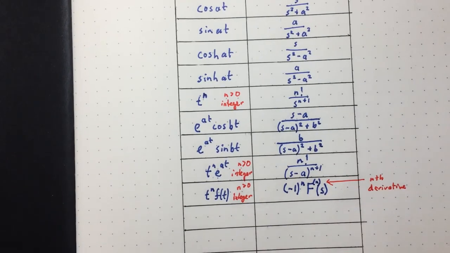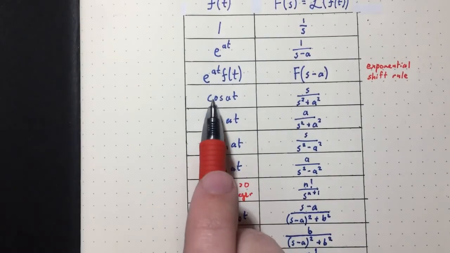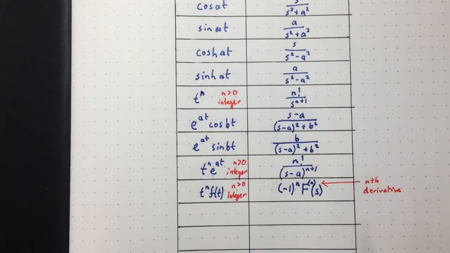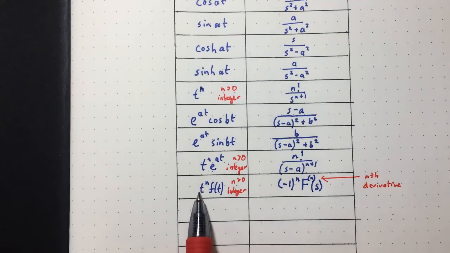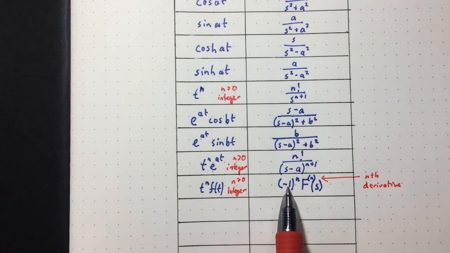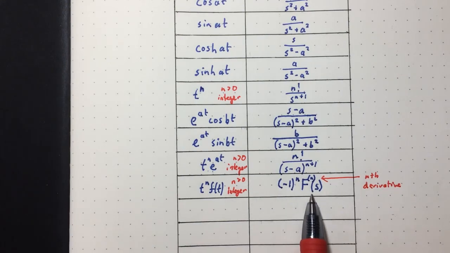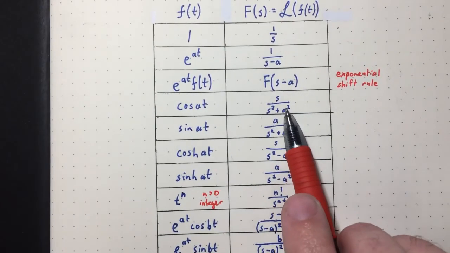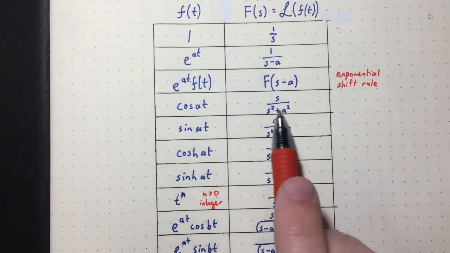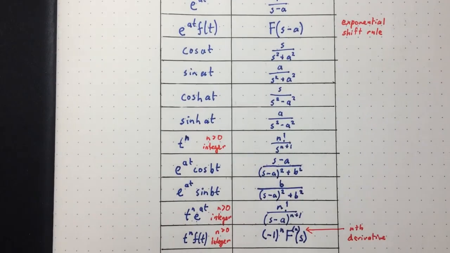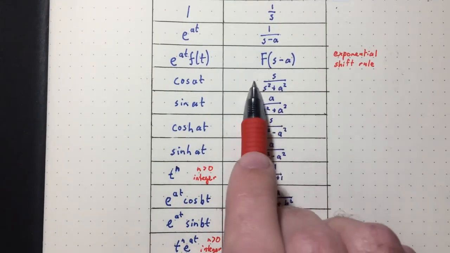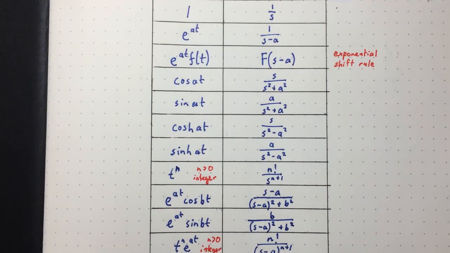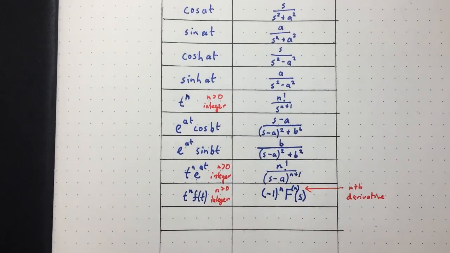Okay? So for example, if you have t times cosine at, what this is saying to do is you need to multiply, so here t would be t to the 1, and so I need to multiply by a negative 1, right? Negative 1 to the 1 is negative 1. And then I need to take the nth derivative of that formula right there, right? Because this is the Laplace transform of my cosine. But I need to take the nth derivative of this, which n is 1 here, so I just need to take the first derivative of that. And that will be the Laplace transform that I get.